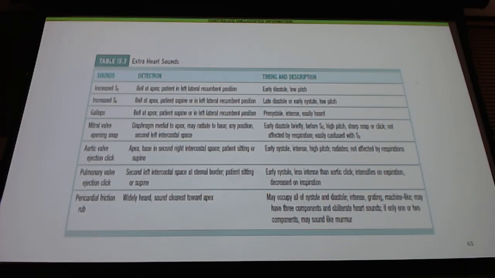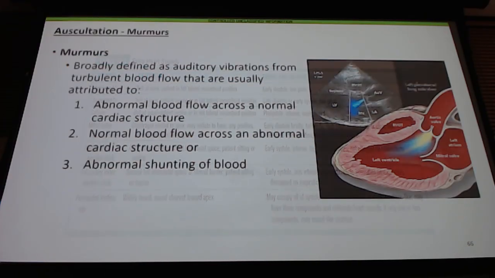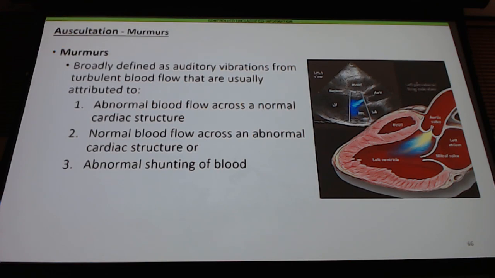And then this is just a chart to compare all of those extra heart sounds. Then we went on to talk about murmurs. The three reasons you might hear a murmur: you have an abnormal amount of blood going across a normal heart structure. So we talked about situations like ASD and congenital heart disease. The things that you hear typically are due to an abnormal flow of blood across a normal cardiac structure.